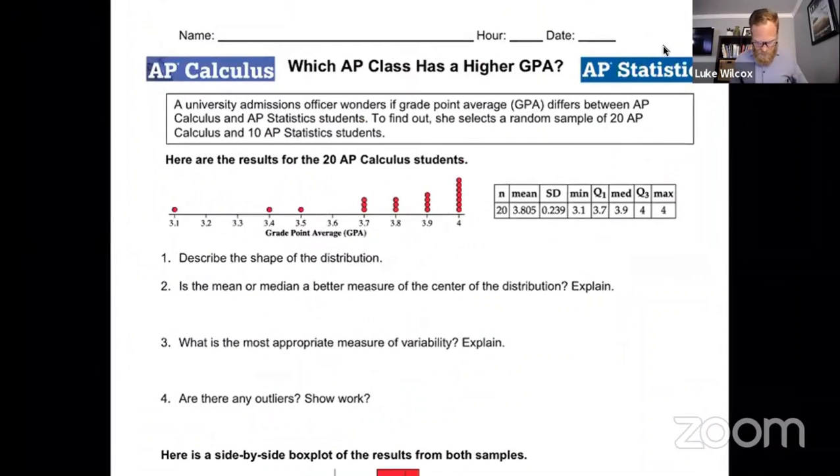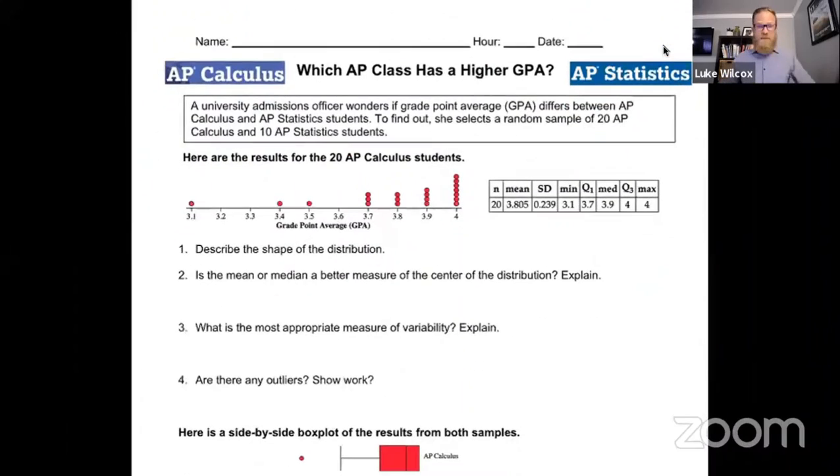Now, today's question that we're trying to answer, the context for today's lesson, is about which AP class has a higher GPA. We've got this classic battle between AP Calculus and what we all know to be the superior AP Statistics. Here's what the problem says. A university admissions officer wonders if grade point average differs between AP Calculus and AP Statistics students. To find out, she selects a random sample of 20 AP Calculus and 10 AP Statistics students.